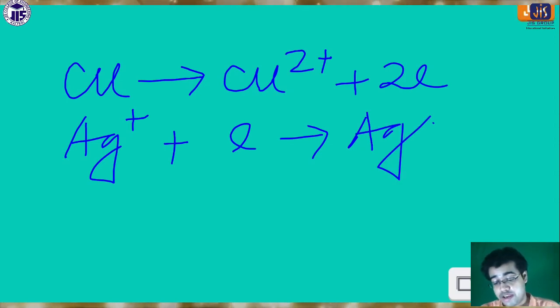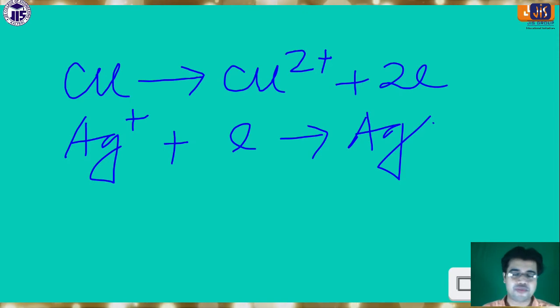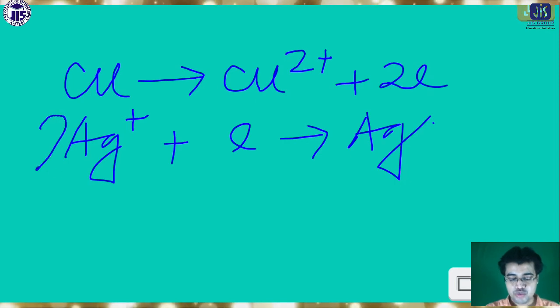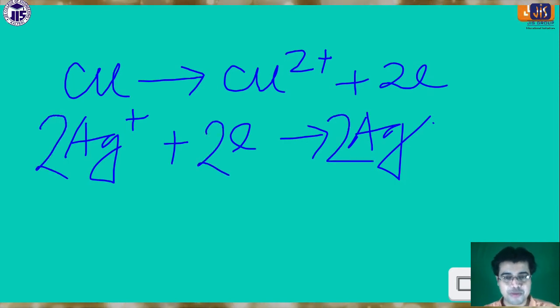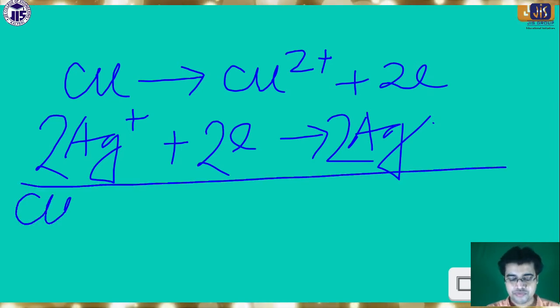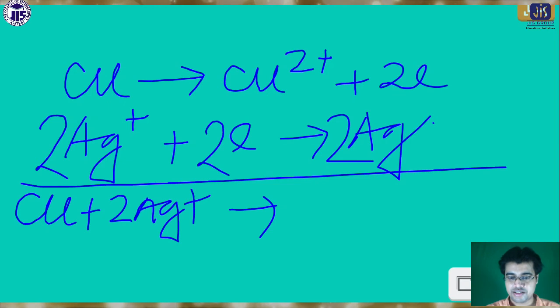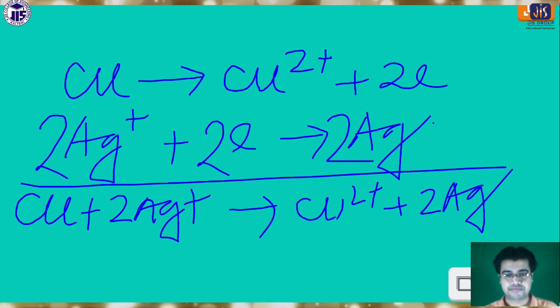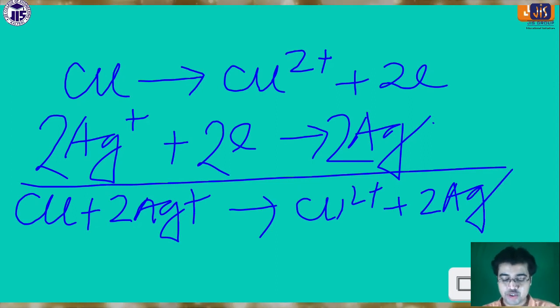Now look, the change of electrons will be equal, otherwise how can you find out the n value? The number of electrons will be the same. So to make this point, just multiply this equation with 2, then the change of electrons will be the same, isn't it? So then you can write down the full reaction: Cu plus 2Ag+ is converted to Cu2+ plus 2Ag. This is the full reaction.